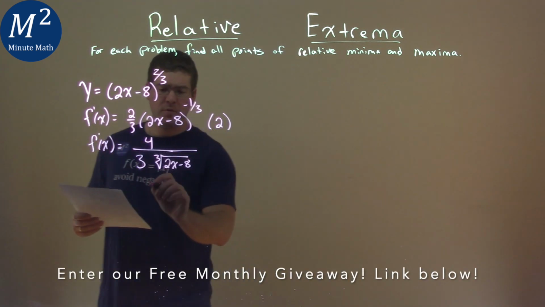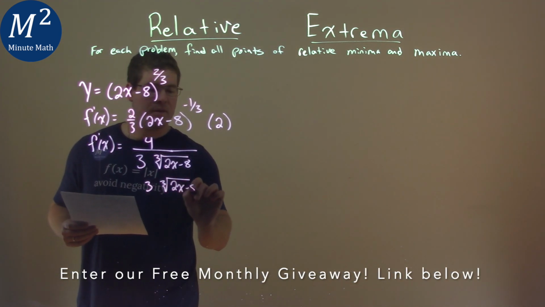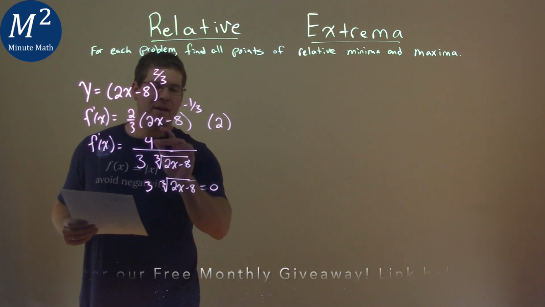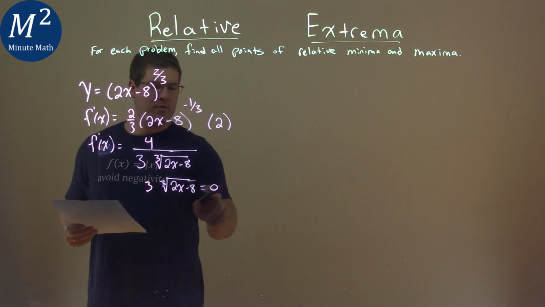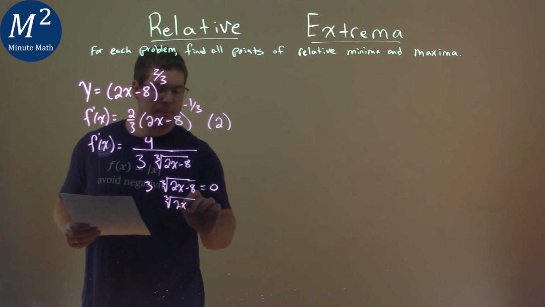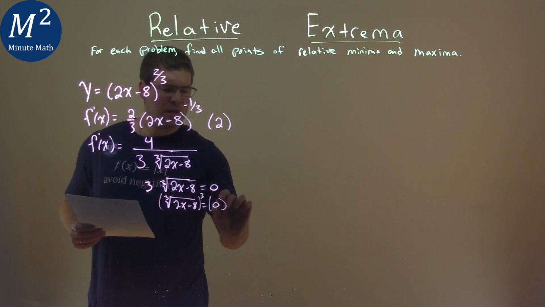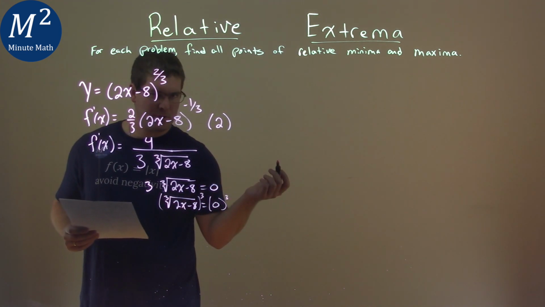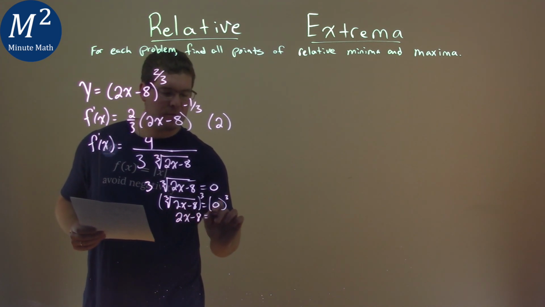And so to do that, we set our denominator, 3 times the third root of 2x minus 8, equal to 0. That's purely because there's no variable in the numerator, so we don't really worry about that. Divide both sides by 3, and we have the third root of 2x minus 8 equals 0. Cube both sides, get rid of that third root. The third power of 0 is just 0. So you have 2x minus 8 equals 0.